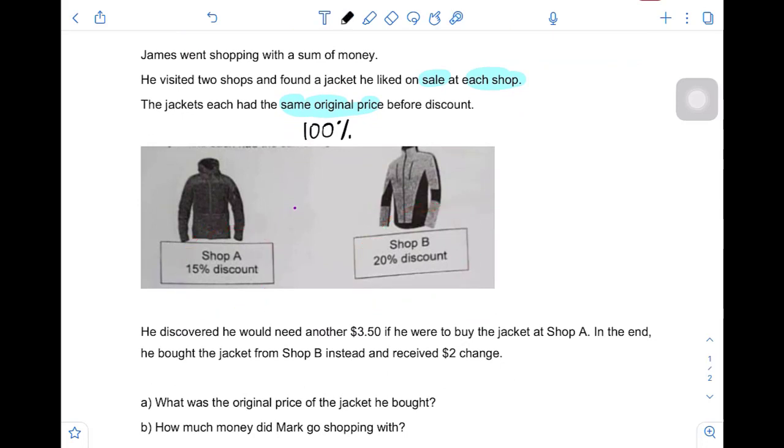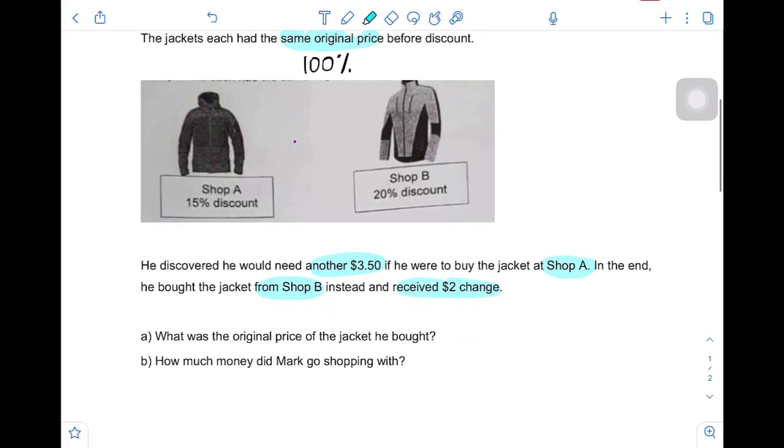Now, he discovered he would need another $3.50 if he were to buy the jacket at shop A. In the end, he bought the jacket from shop B instead and received $2 change. Part A was the original price of the jacket he bought. Part B, how much money did Mark go shopping with?